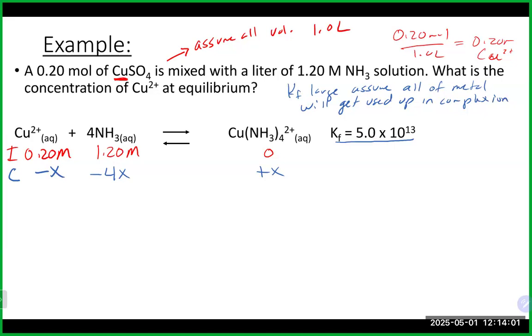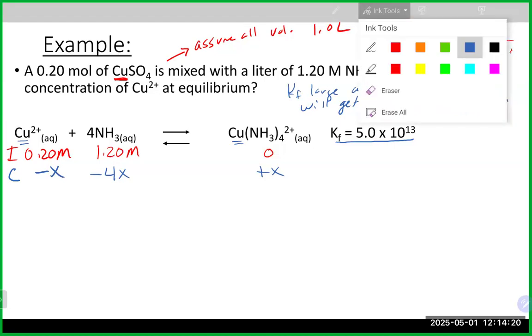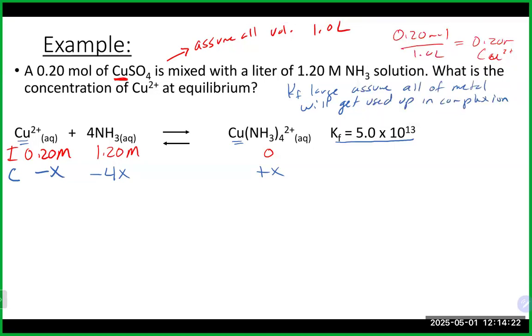So because we have a really large value of K, we will assume that pretty much that complex ion is going to want to be formed, and all of this copper is going to end up over here in this complex ion. So what we typically do in this case, because we make this assumption, is we don't really do the X's. We do the actual concentration of the metal. So this would be minus 0.2, which is the concentration of our metal. This would be minus 4 times 0.2.